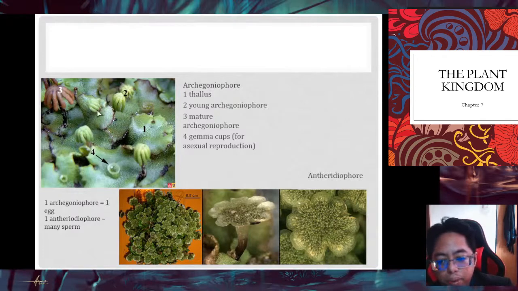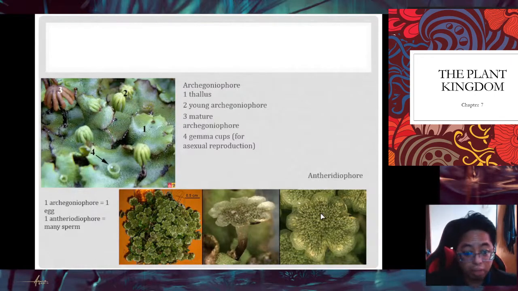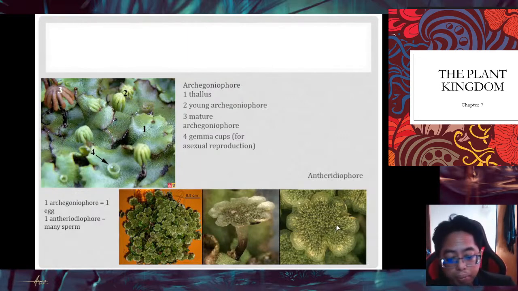Okay, so what about the male? The male looks like something that's flat on top, like a tray. So this is the male one called antheridiophore. On top of this, there's a lot of sperm being created. Okay, I'm saying sperm because it is not pollen. Okay, pollen is for the advanced plants. Here they still use sperm. So one archegoniophore, one egg; one antheridiophore, many sperm.